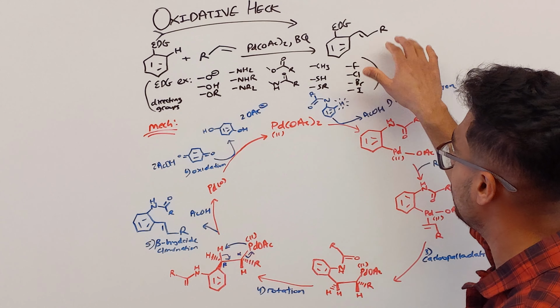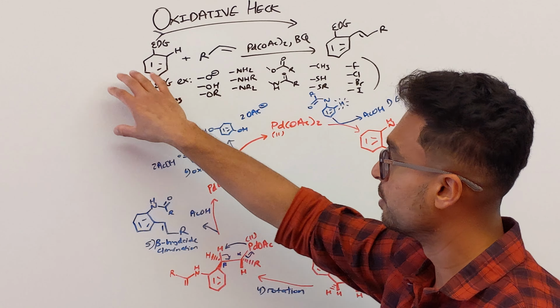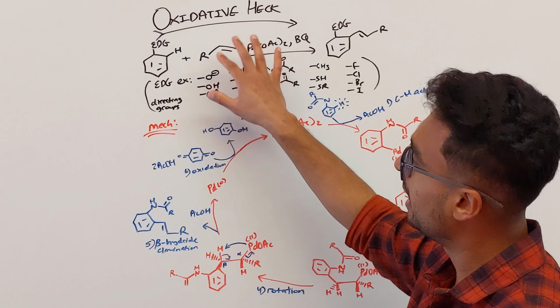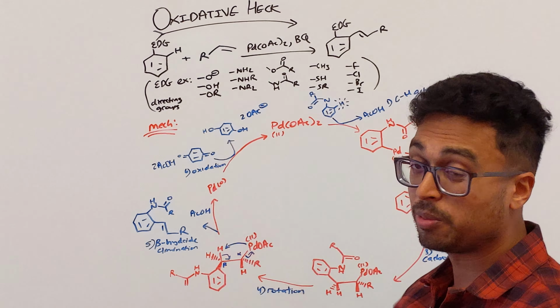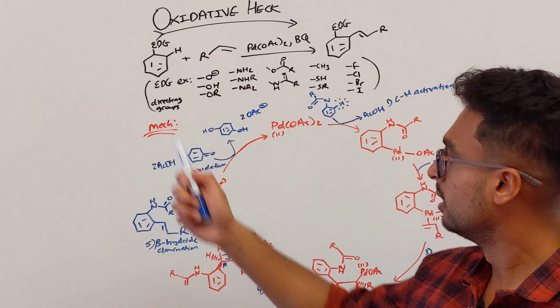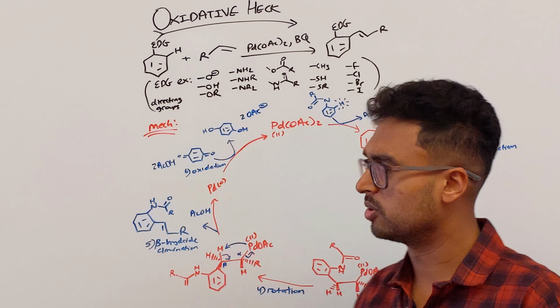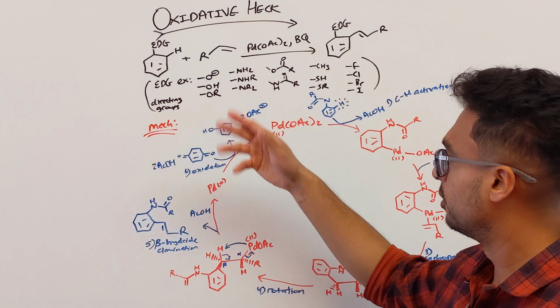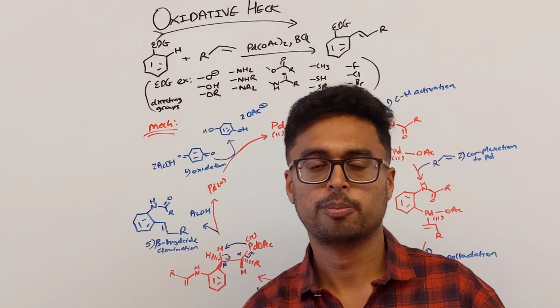In order to form this substituted alkene using C-H activation, we need an electron donating group on this benzene ring. Add that with an alkene in the presence of palladium-2 and benzoquinone. Because of the palladium-2 catalyst, this is now referred to as oxidative Heck. Here are some examples of electron donating groups. Anything that can donate electrons: your amide, ester, hydroxyl, methyl, halogens, you get the point.